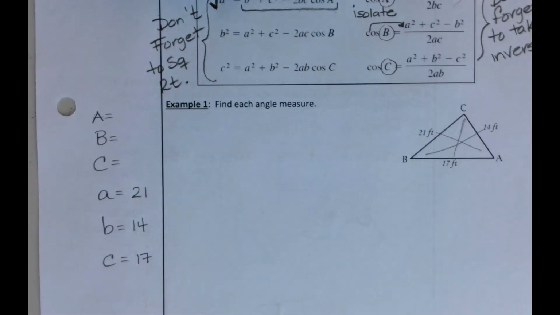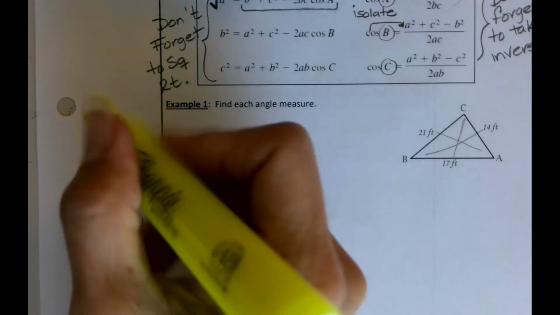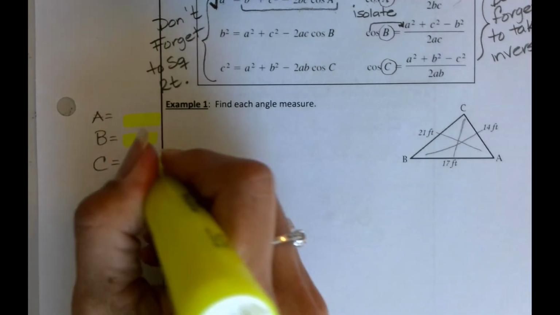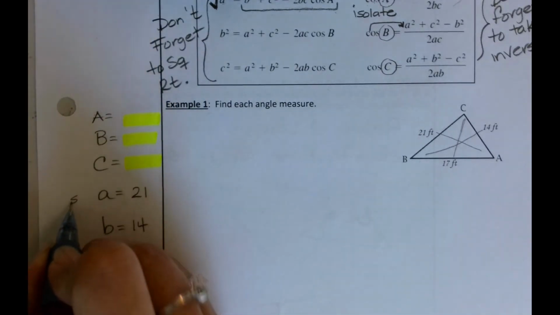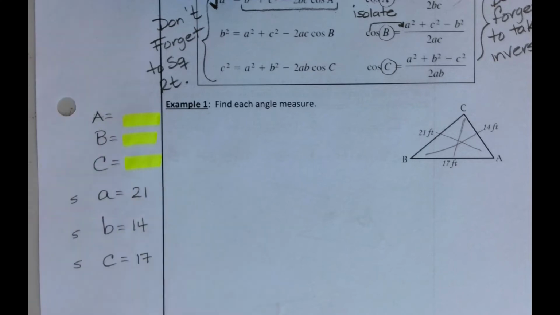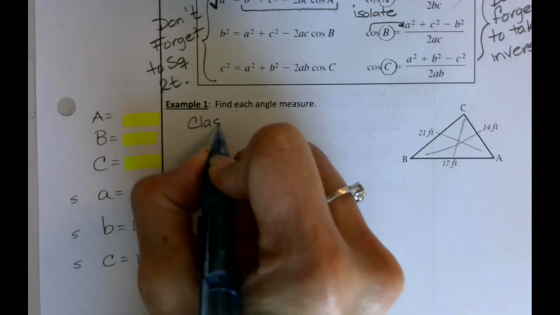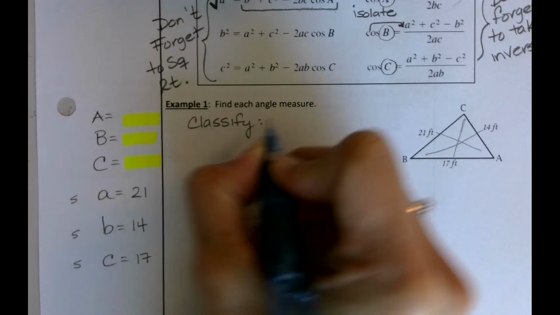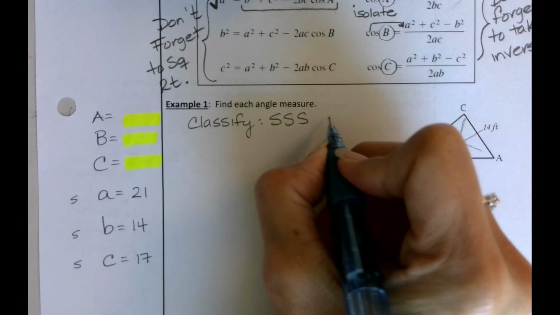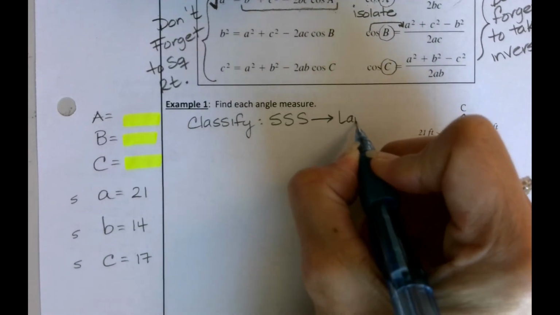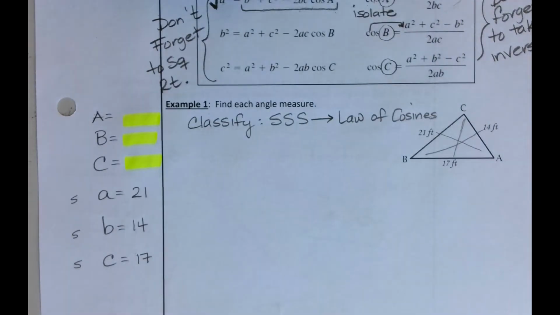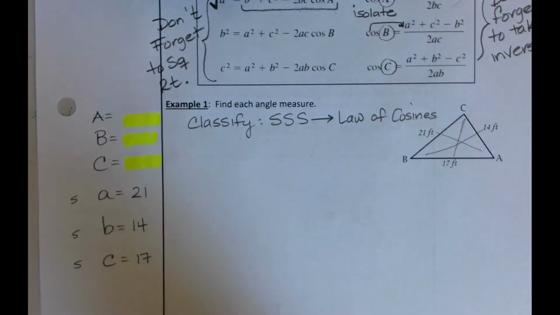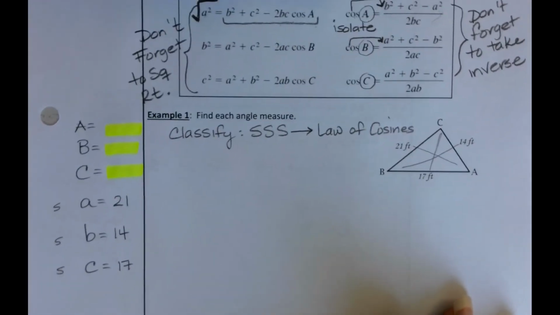Okay, so just like in law of sines, 3 things will be given to you, 3 things will be missing. So notice in this scenario, you were given an S, you were given an S, and you were given an S. And because you were given 3 S's, we know that as far as classifying, 3 S's means that we have the green light to use law of cosines. Okay. 3 S's means use law of cosines to solve this problem.